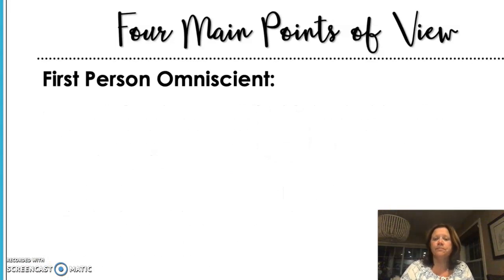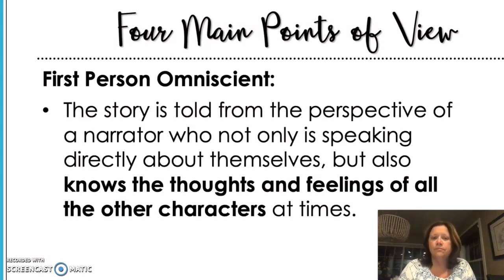Well, then we have something called first person omniscient. And this is similar to first person, but there's a difference. So the story is still told from the perspective of a narrator who is not only speaking directly about themselves, but the narrator in this case is also going to know the thoughts and feelings of all the other characters at times throughout the story. So that's the omniscient part, the all-knowing. They know all the other characters' thoughts and feelings.